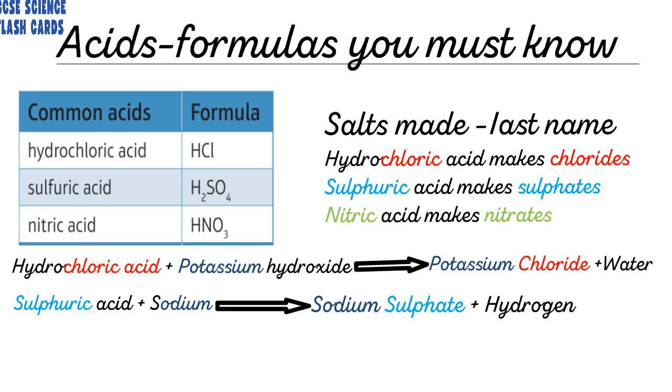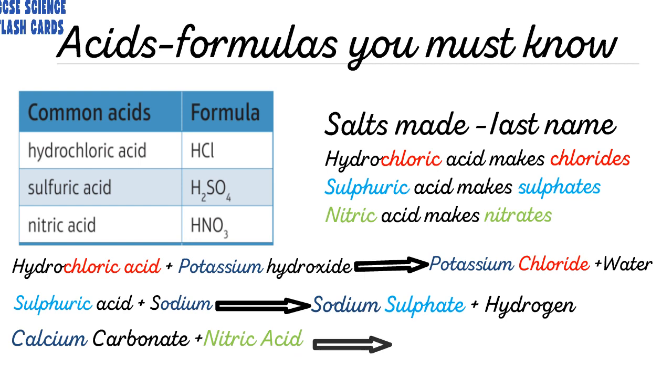Let's try one more. What's the name of the salt that would be made when calcium carbonate reacts with nitric acid? It would be calcium nitrate, and the other products would be carbon dioxide and water.